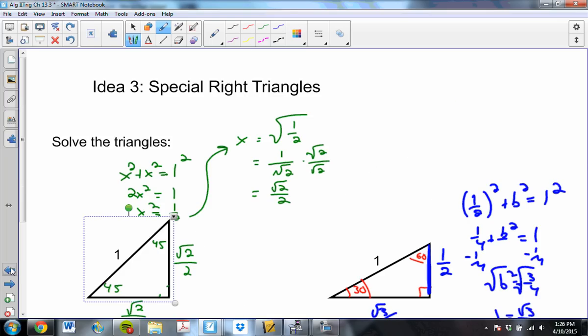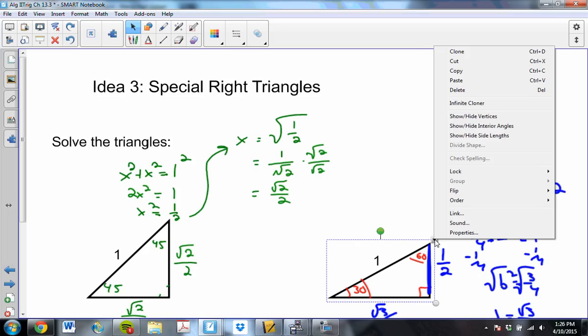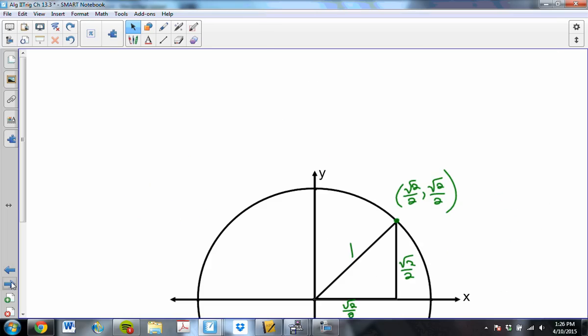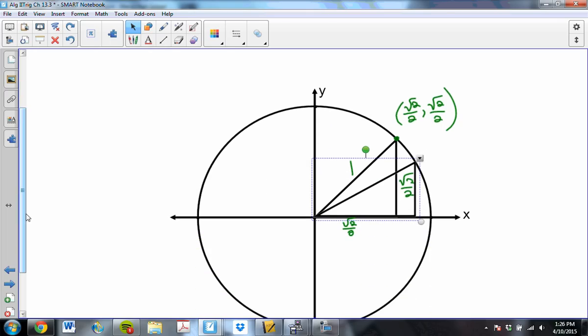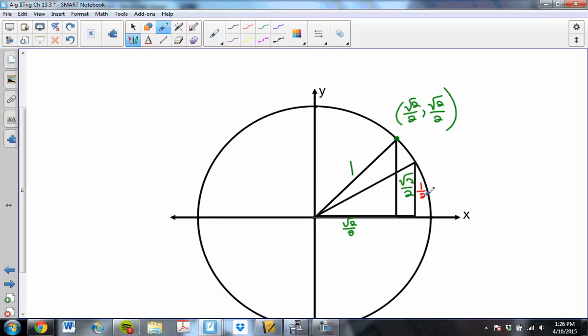I take this 30, 60, 90. I'm going to copy and paste it. When I drop that down here, this length was a half, and this length down here on the bottom was root 3 over 2. So this is the point root 3 over 2, comma, 1/2.